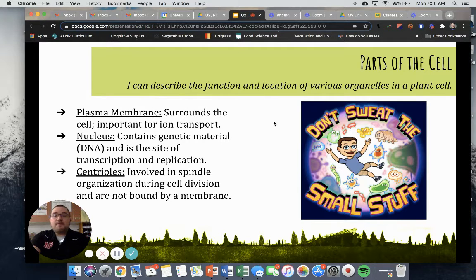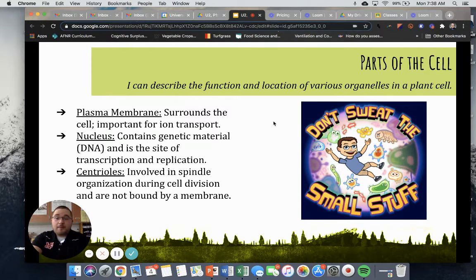Then we have the plasma membrane, and this is what surrounds the cell, and it's important for ion transport. It's responsible for determining what comes in and what goes out of the cell, kind of like the prison guard. The nucleus contains the genetic material, or the DNA, deoxyribonucleic acid, and is the site of transcription and replication.